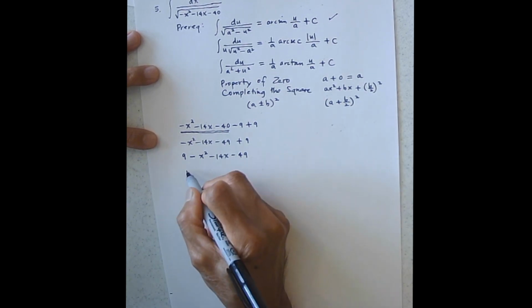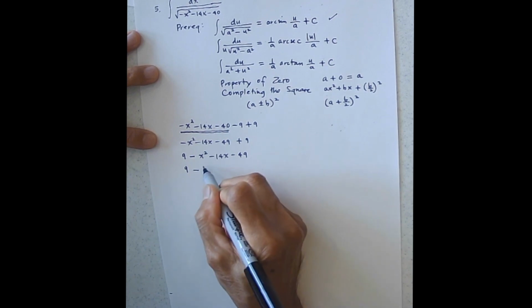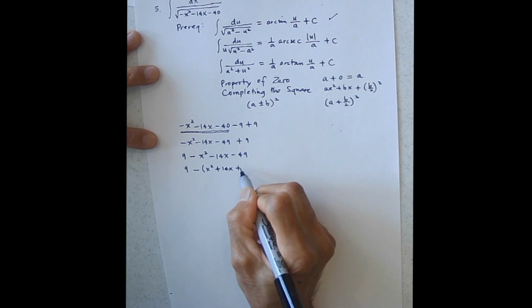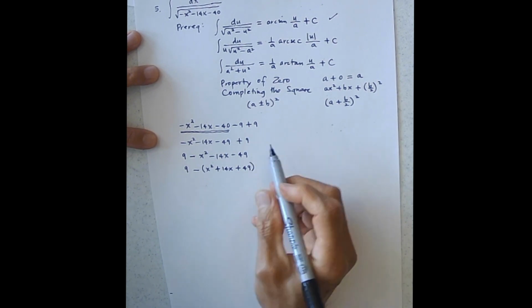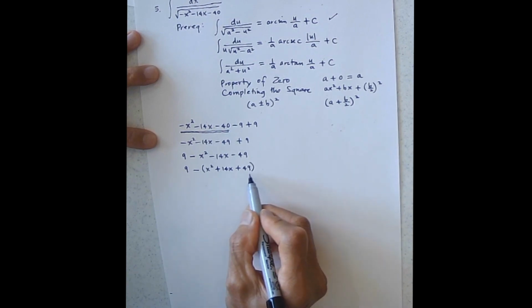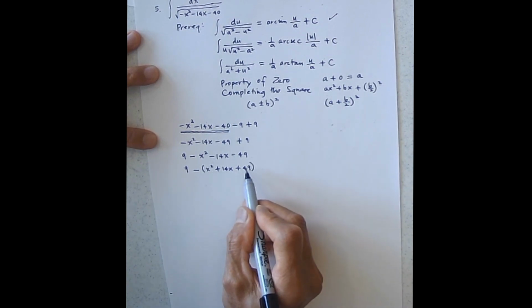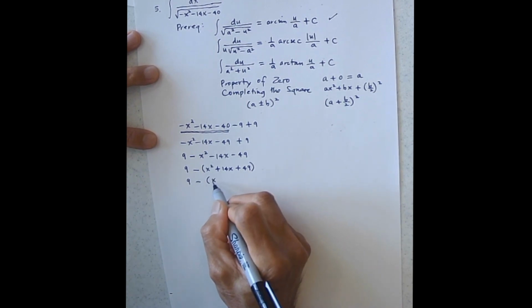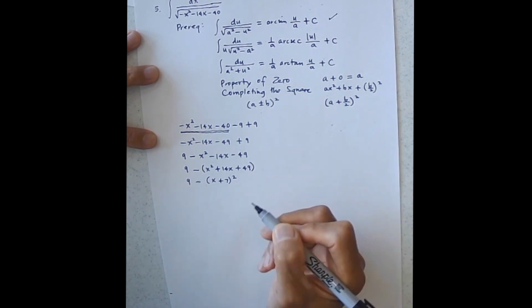But look what I'm going to do. I'm going to rewrite this as x squared plus 14x plus 49. Again, this should equal the original trinomial. If you remove the parentheses, this will become negative and we get the original, which we can write as 9 minus x plus 7 squared.